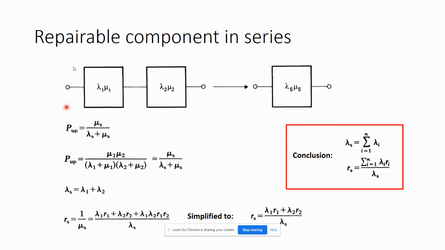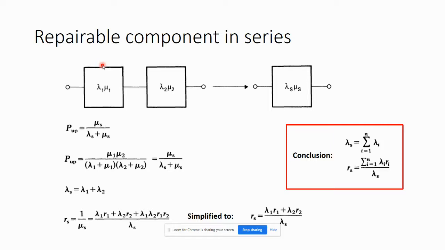So this is how we do it, right? If you have a component in series, then we can describe the probability of the up state as such: mu divided by lambda plus mu. How you look at this is that, let's say this is up and this is down, from up to down, the rate of that happening is described by the failure rate lambda. Then from down to up, it is described by the repair rate mu.